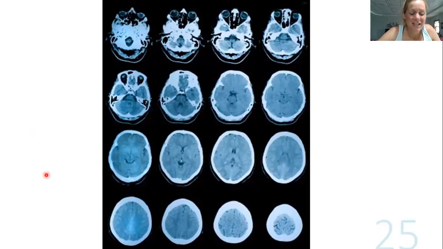So here's a CT image. We can look at slices within the brain, and we could look for tumors or growths that aren't supposed to be there, and different factors like that.